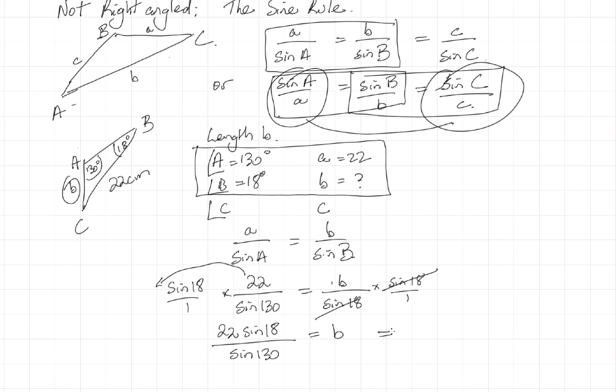And using our calculator, you can do that all at once: 22 times sine 18, then hit equals, and then divide by sine 130, and we'll get 8.87. And because we're working here in centimetres, we've got our answer. So that's how the sine rule works.